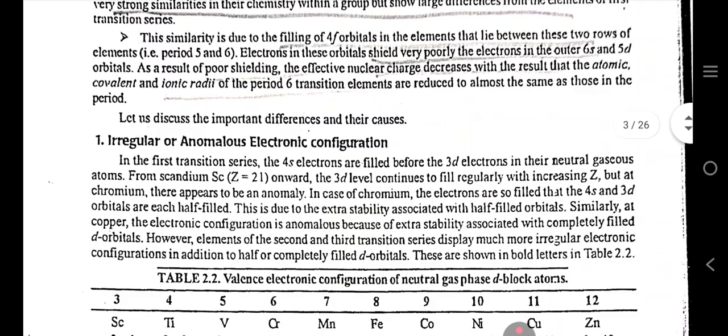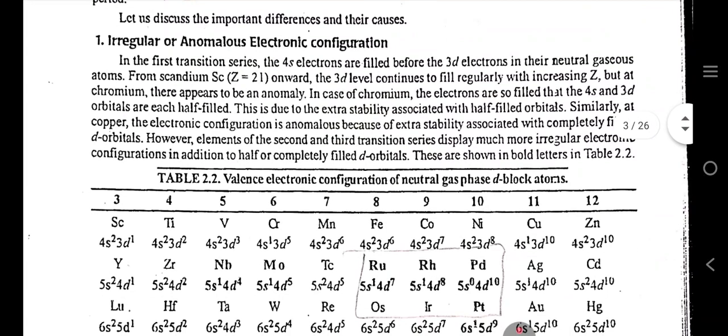This similarity is due to the filling of 4f orbitals in the elements that lie between these two rows of elements. Electrons in these orbitals shield very poorly the electrons in the outer 6s and 5d orbitals. As a result of poor shielding, the effective nuclear charge increases with the result that the atomic, covalent and ionic radii of the period 6 transition elements are reduced to almost the same as those in the period 5. Let us discuss the important differences and their causes.